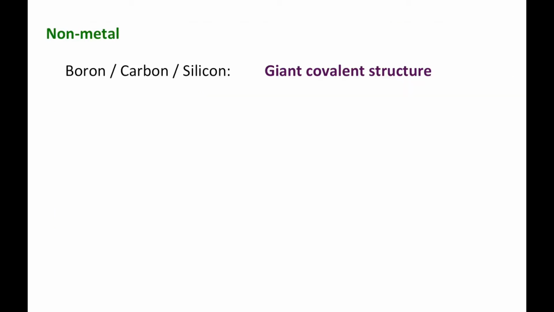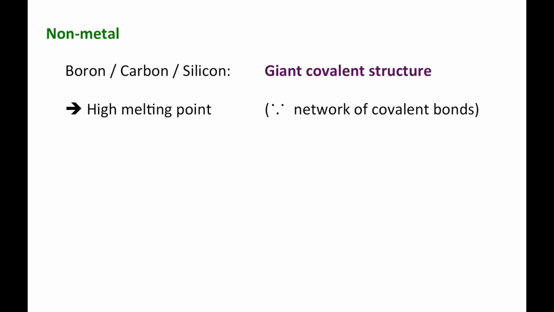How about the non-metal part? Boron, silicon, and carbon, as we mentioned before, have giant covalent structures. So the melting point is high because they have a network of covalent bonds. You have learned this in grade 10 or even grade 9, so I will not repeat it again.